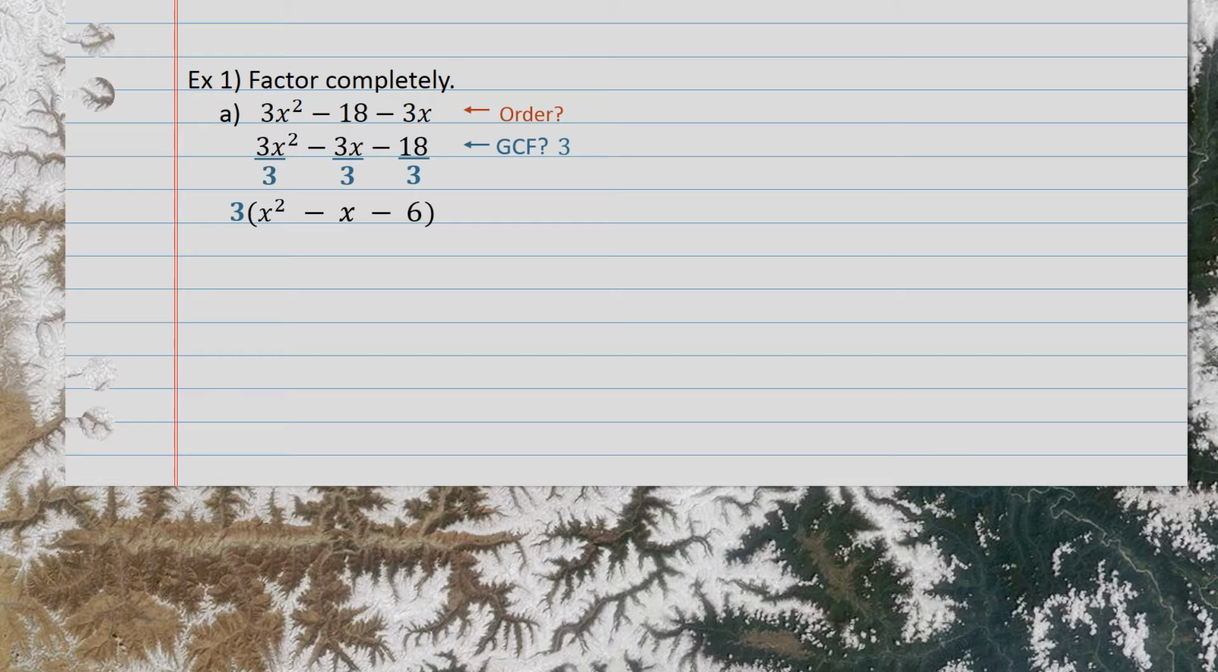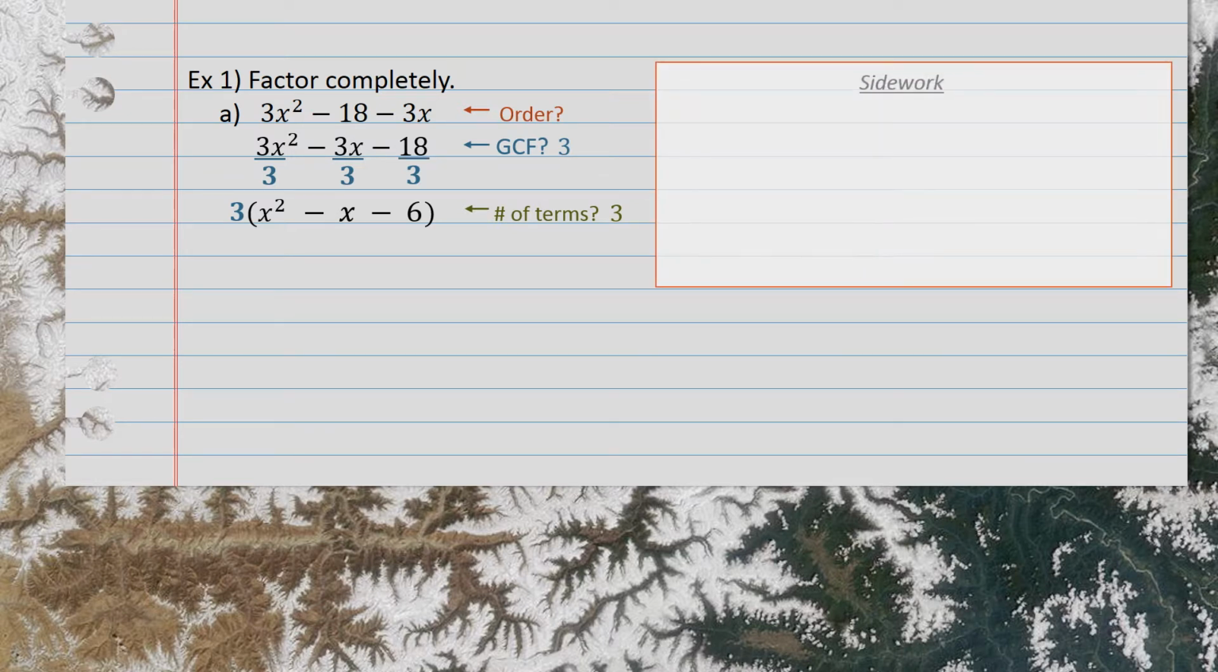And so we factored a 3 out, and now we are left looking inside the parentheses. How many terms do you see inside of the parentheses? There's 3. And when you have 3 terms, it means you will factor using the AC method. Now this will take some time and quite a bit of space, so we are going to do some side work on the side of our paper. The part we're concerned with is x squared minus x minus 6.